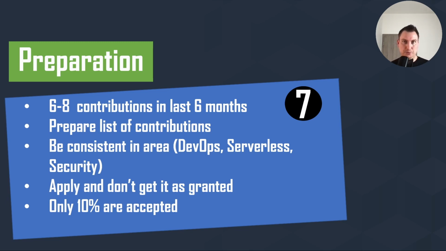Prepare the list of the contributions before you apply to the program, and be consistent in an area, because there are area leaders who will review your profile. If you are bringing the right content, you cannot talk about, I don't know, theater or video games if you want to be an AWS Community Builder. So be consistent in the area that you want to share with the world.